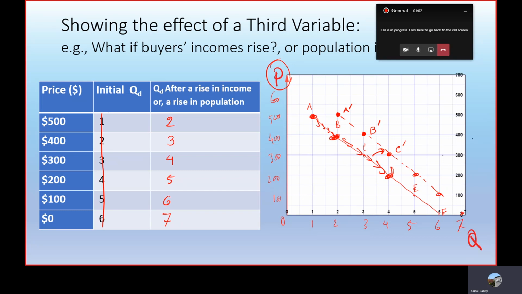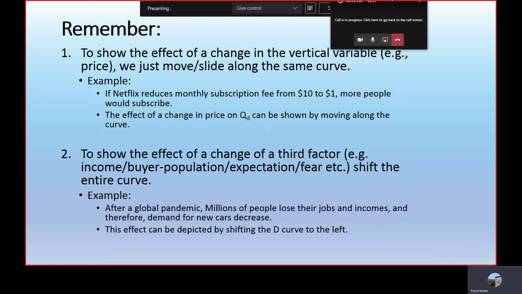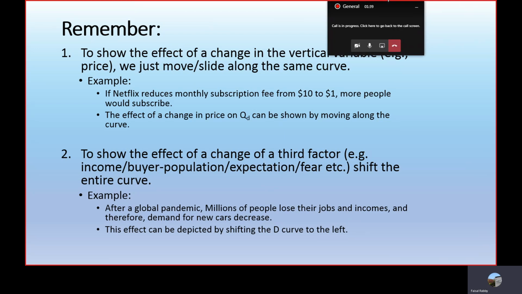On the other hand, we also said that not only price, but also lots of other things, such as income, expectations, etc., can affect buyers' behavior too. And the effect of those non-price factors has to be depicted in a graph by shifting the entire demand curve. So that's a really important thing to remember, the distinction between the effect of price versus the effect of non-price factors on demand. So let's just quickly recap that.